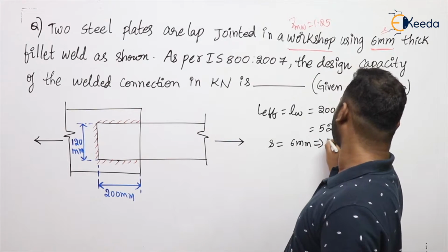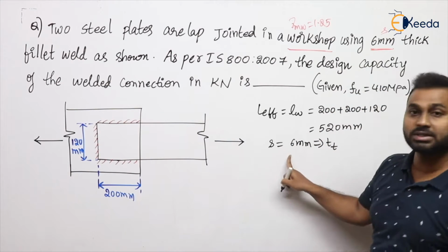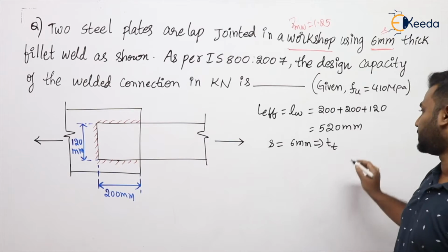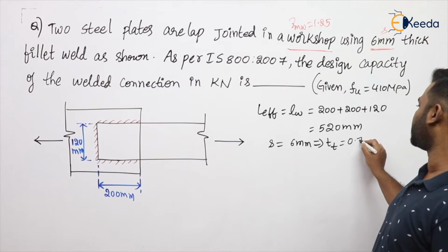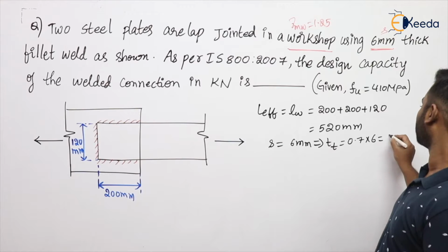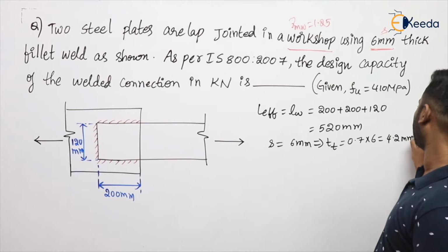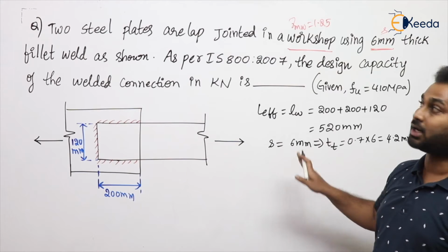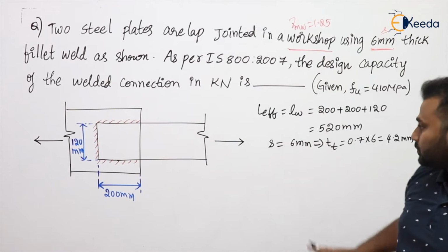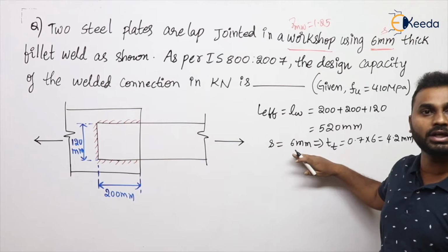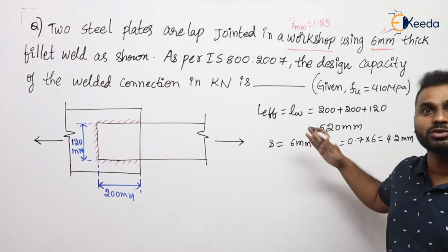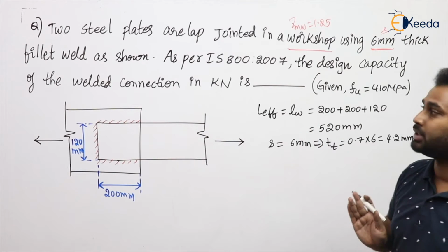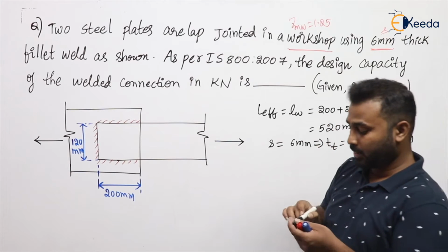From this, we can find the throat thickness, t_t. By knowing the size, we can find the throat thickness. So t_t is equal to 0.7 into 6, which is 4.2 mm. These are the parameters we have calculated based on the given information in this question. Clear now, everyone? Now proceed.